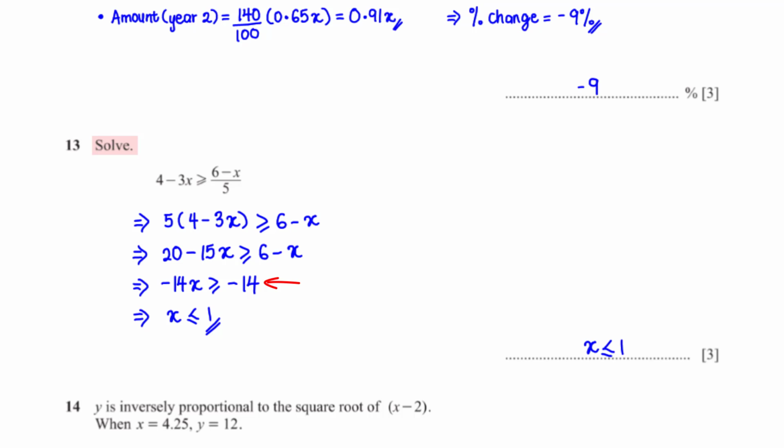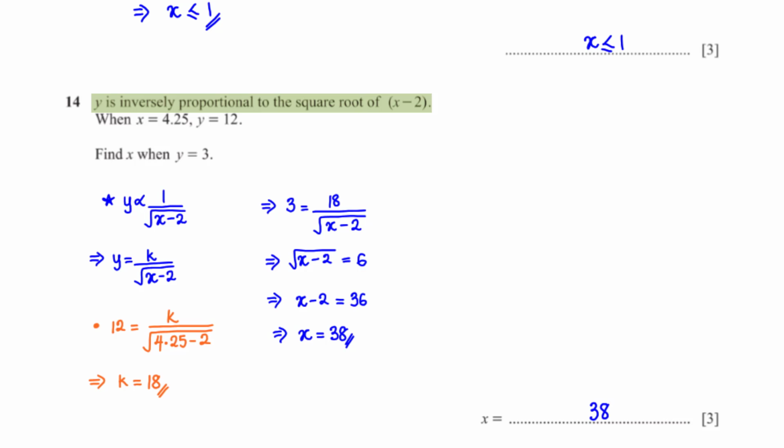To make x the subject, we need to divide both sides by -14. This gives us x is less than or equal to 1. Since we divided the inequality by a negative number, we have to flip the symbol.